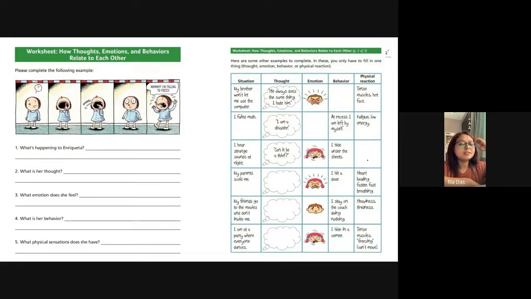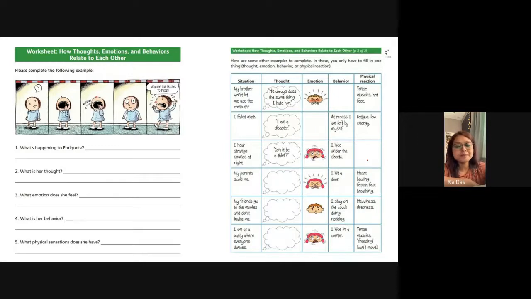Okay, next situation is my parents scold me. The thought would be what? Nobody loves me. Yes, very good. An emotion would be either I feel sad or I feel angry. Okay, it can be that. Behavior would be I hit a door, or it can be any other behavioral output. Physical reaction would be heart beating fast and all.